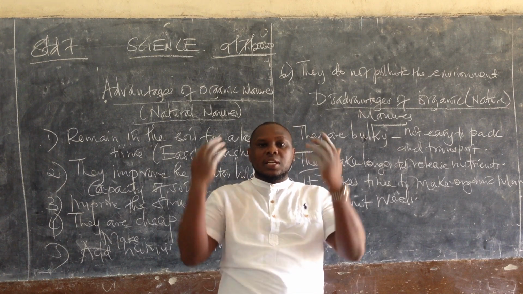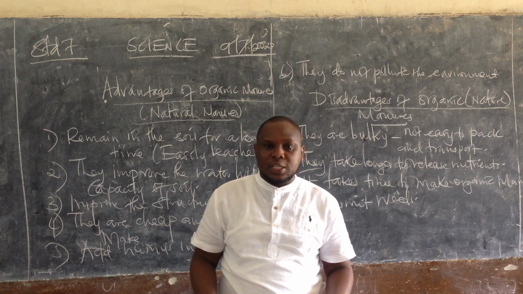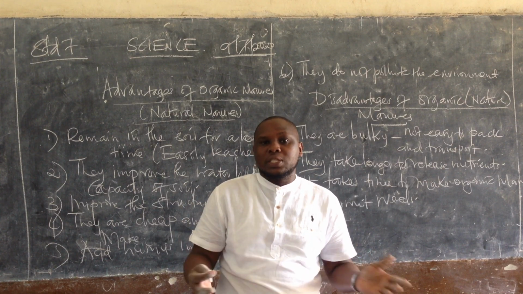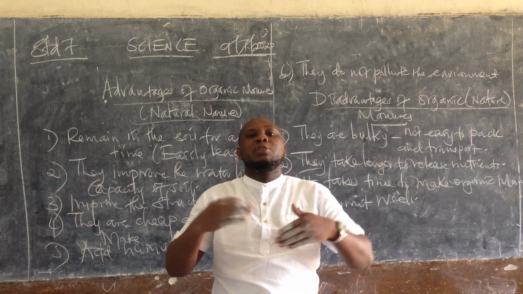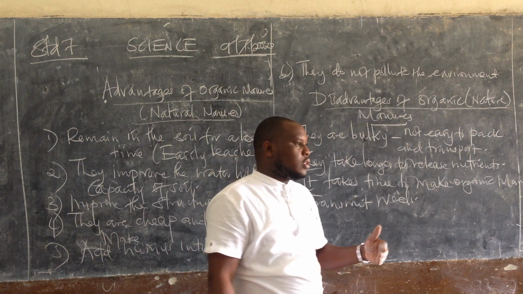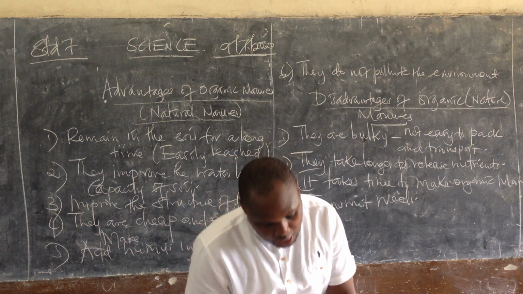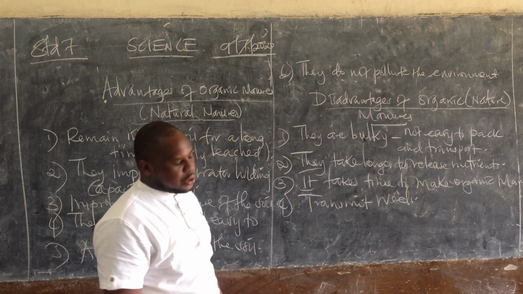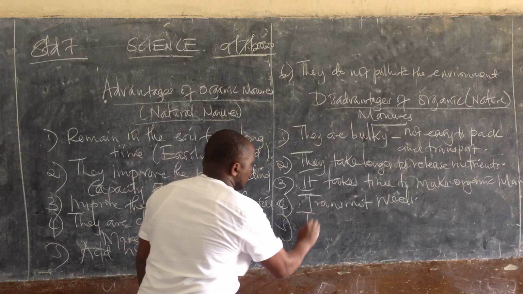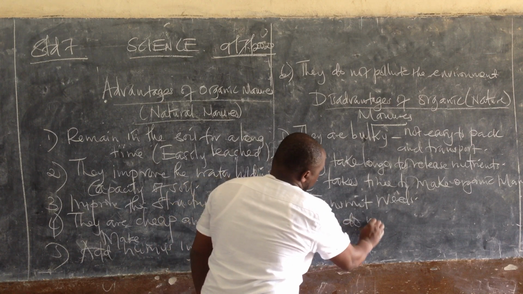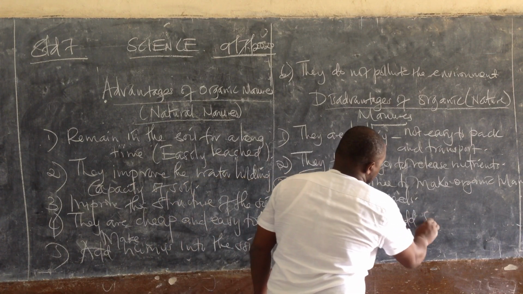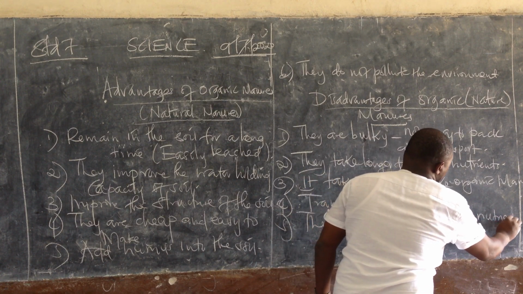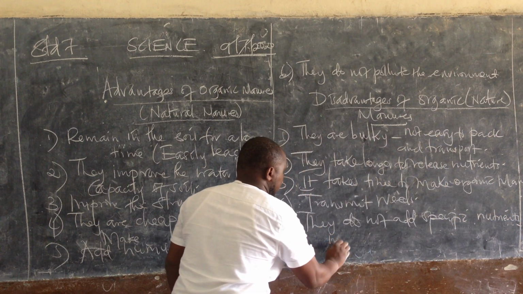So once they remove them through the feces, the cow dung, you realize that they are going to be kept there until you take that manure into the chamber, and you'll be transmitting a lot of different weeds into your chamber. Then lastly, they do not add specific nutrients to the soil.